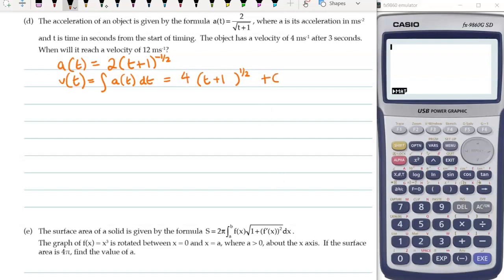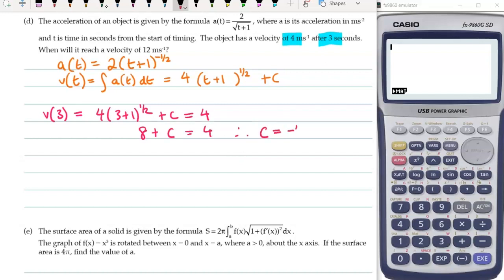Now we're told that when t is equal to 3, the velocity equals 4. So v of 3 is 4 times (3 plus 1) to the half, plus c, and we're told that's equal to 4. Now 3 plus 1 is 4, to the power of a half is 2. 4 times 2 is 8, so 8 plus c equals 4. So c must be negative 4.